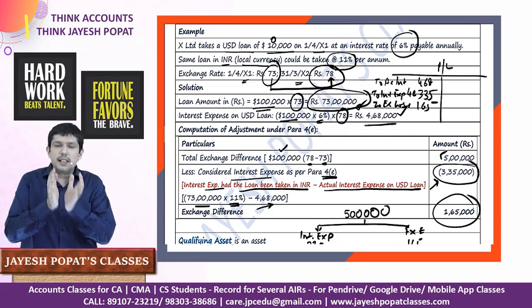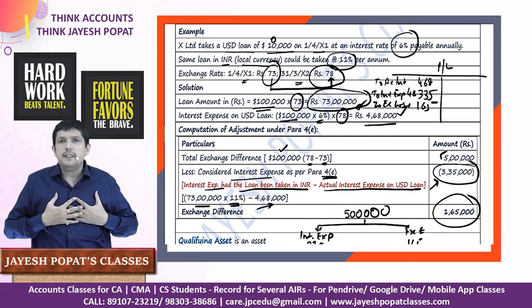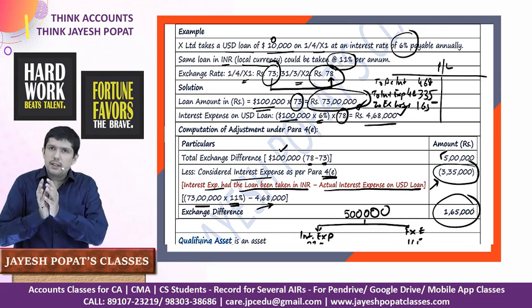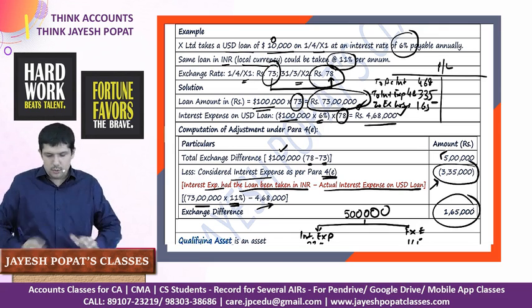This is basically breaking my foreign exchange loss into two segments. One portion is the savings which I have tried to make in interest by taking a foreign currency loan, and the next portion over and above will be treated as my foreign currency fluctuation.